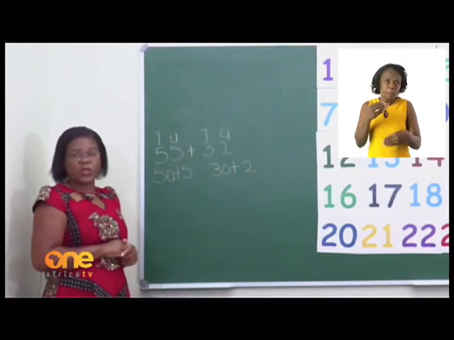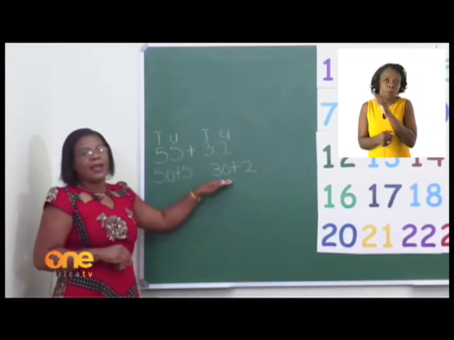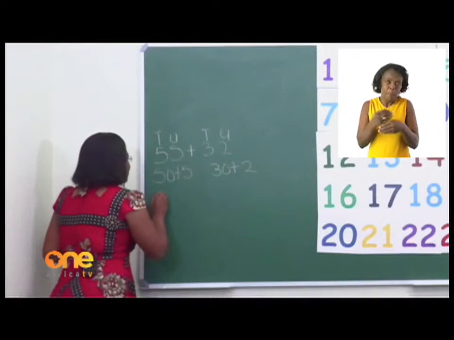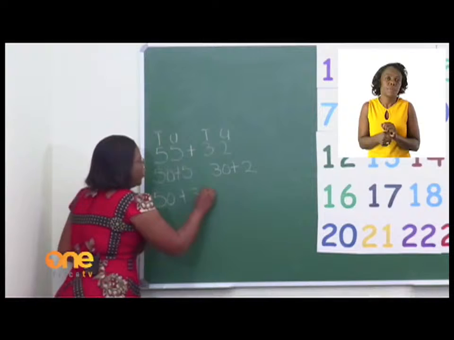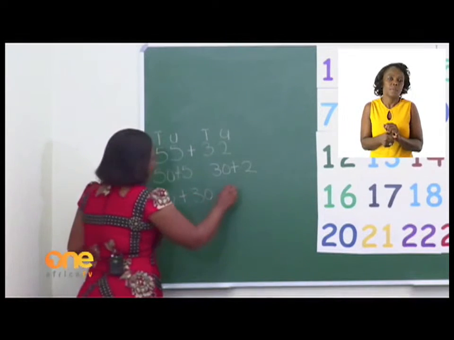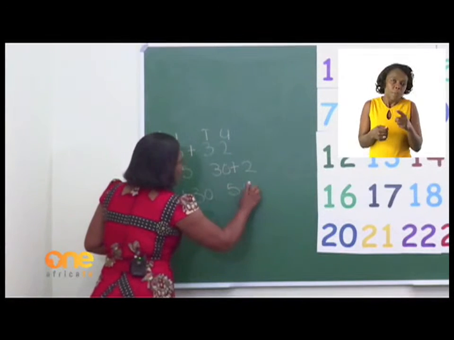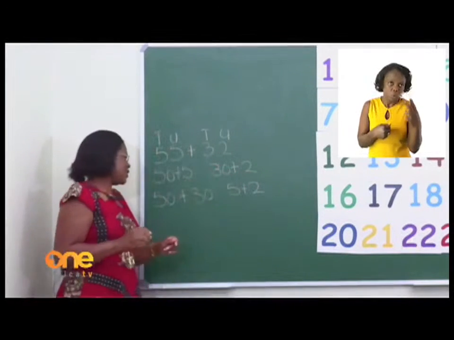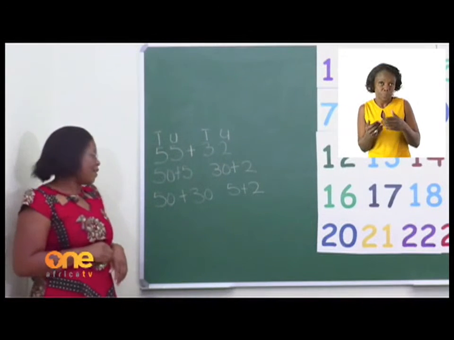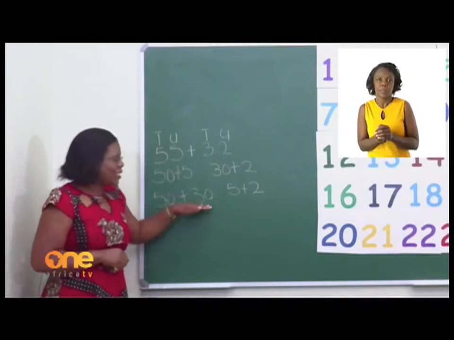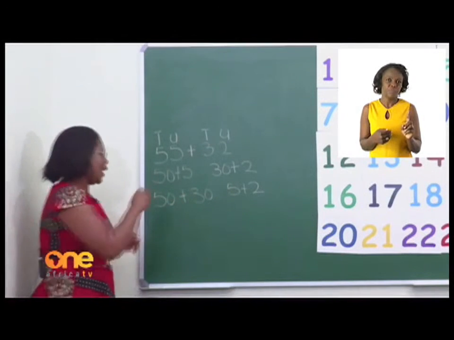Now we add together the tens first. So we add 50 and 30 first. Then we are going to add 5 and 2. Now this will be very easy for us to get to the final answer. 50 plus 30, what will be the answer? It will be 80.